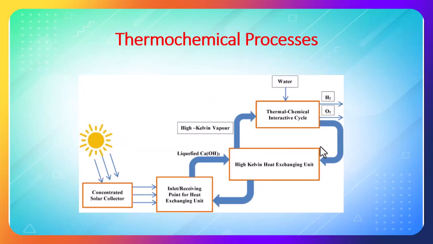Then the solar thermochemical process is similar to what we are doing. The only thing is that the initial heat is taken from the sun, so we use a concentrated solar collector. This solar collector heats, with an inlet receiving point for the heat exchanger. It focuses the heat here. Once the heat is here, you get a heat exchanger unit with liquid Ca(OH)2. From this we get H2 separately, O2 separately, and water. So this is called a thermochemical process.